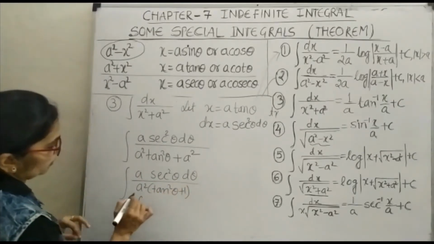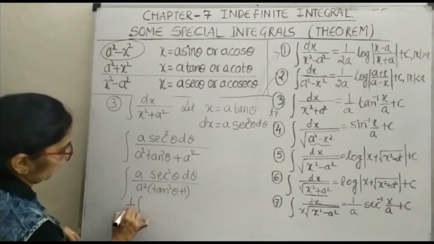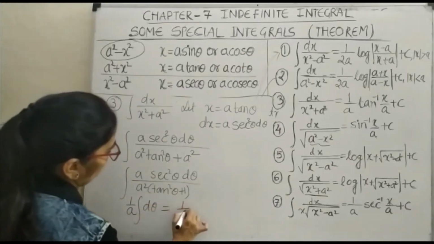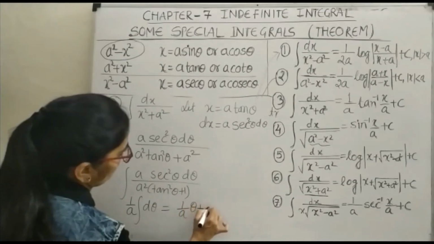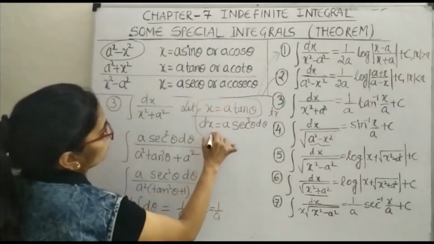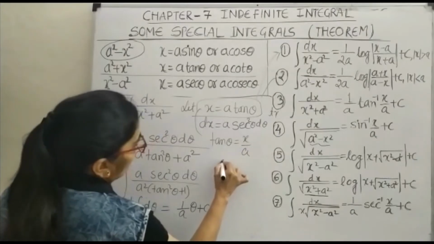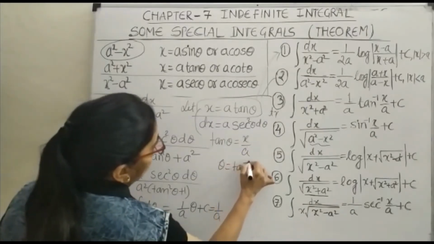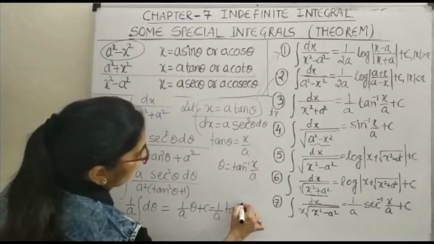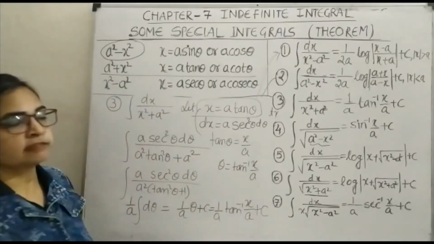Now 1 plus tan square theta will be sec square theta, which will cancel, so it becomes 1 upon a d theta. Now this is equal to 1 upon a theta plus c. Now here, tan theta will be x upon a, and your theta will be tan inverse x upon a. So this takes the form 1 upon a tan inverse x upon a plus c.